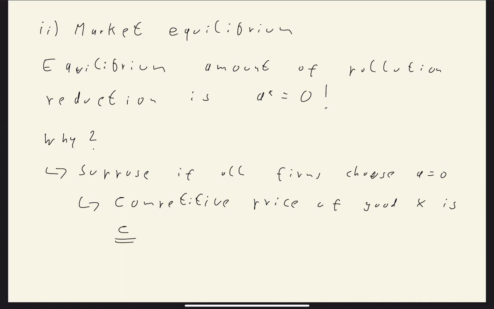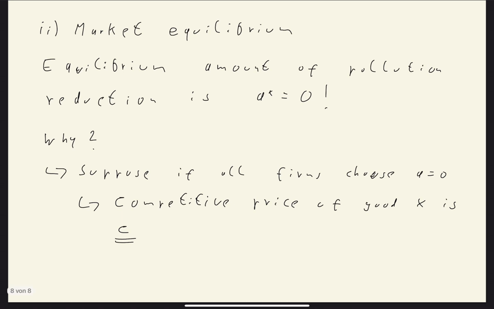Why is that? Well, if no firm is investing into pollution reduction, then the marginal cost of a unit of good X is given by C. And since we have a competitive market, the firms will produce such that the marginal costs are equal to the marginal revenue, and the marginal revenue here is the competitive price. Then the competitive price will be equal to C.